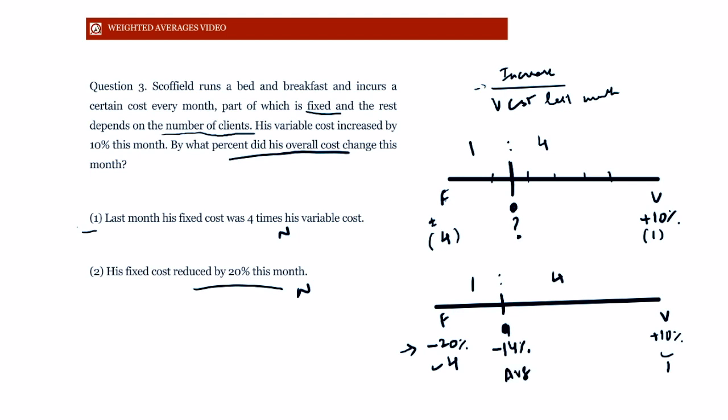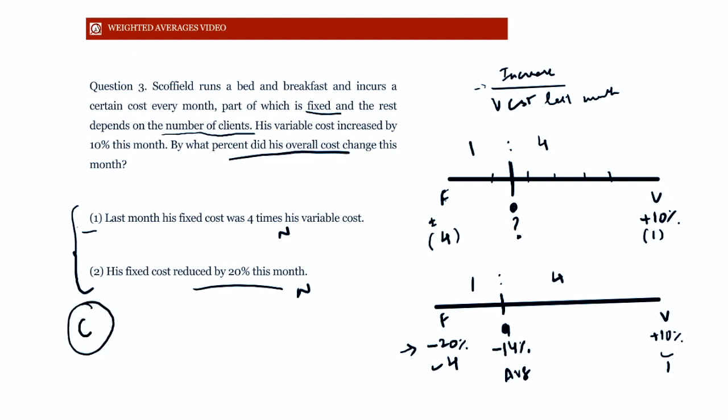So, though we didn't have to calculate all this, because the moment we find out the ratio and the weights of both F and the values given to both F and V, we know that we can find the average, still, in any case, this will be our average if we want to calculate it. Hence, together, the two statements are sufficient to give us the answer, and that is why our answer over here is C.